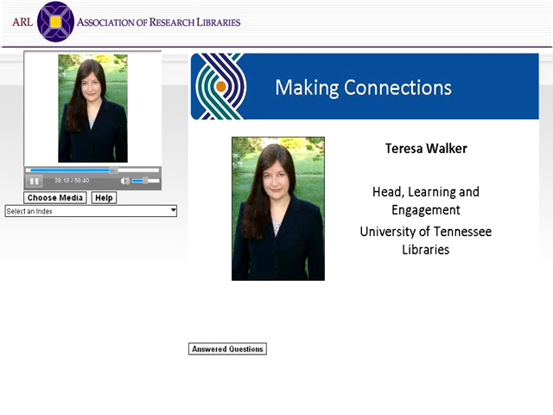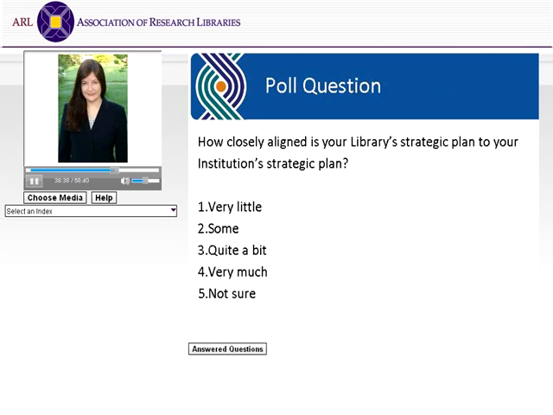And I think we should move to our next session, and I know we have a poll question. I'm going to push the poll to the audience. Let's see here. I'm going to pose that question, and the question is, how closely aligned is your library's strategic plan to your institution's strategic plan? We'll give a minute to people to respond.